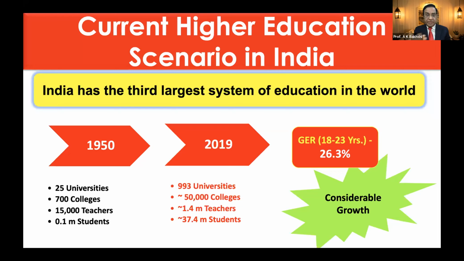In 2019, we had a gross enrollment ratio of 26.3%. That means in the age group of 18 to 23, 26.3% youth were able to come. Still, which is not much. That means almost 74% could not get higher education.